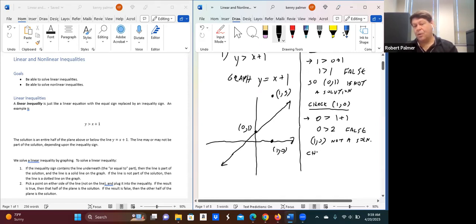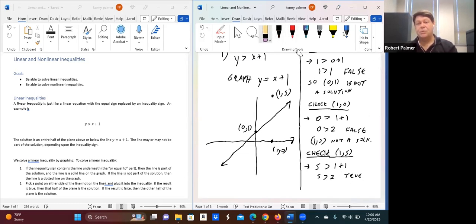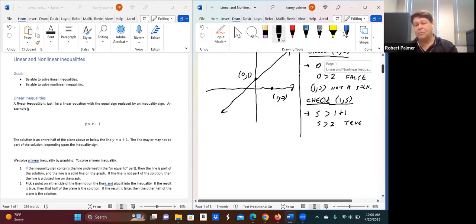All right, and finally, let's check the other point. Remember, I picked these points at random. The main thing is to demonstrate this. I picked a point on the line, a point below the line y equals x plus 1, and a point above the line. Let's check the last point I picked, (1, 5). Plug this in. So y is 5, greater than x, which is 1, plus 1. This time we get that 5 is greater than 2. Obviously, that is a true statement. So what does it mean if it's true? That means this point is a solution.